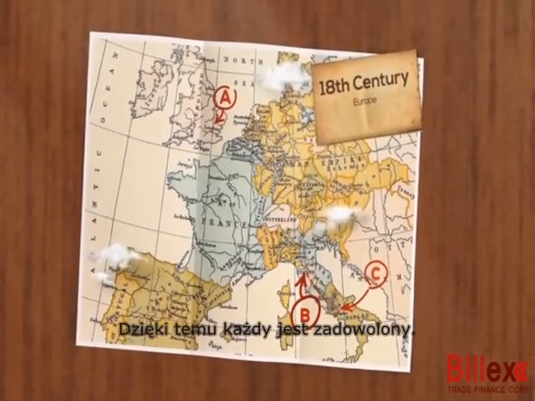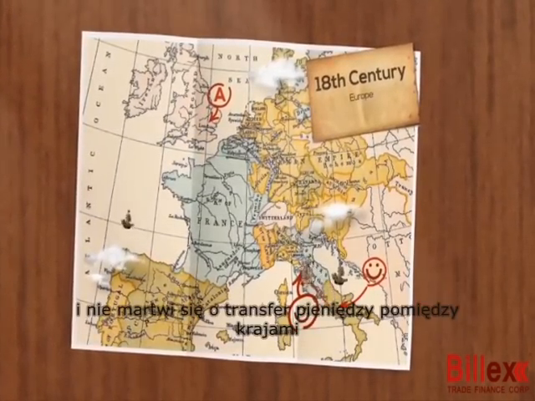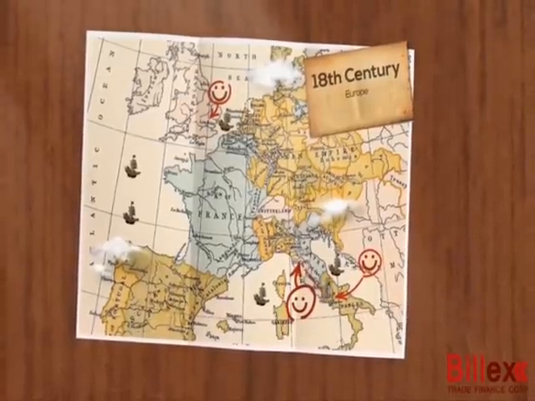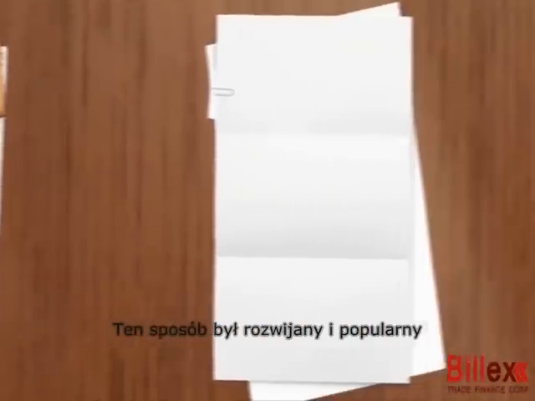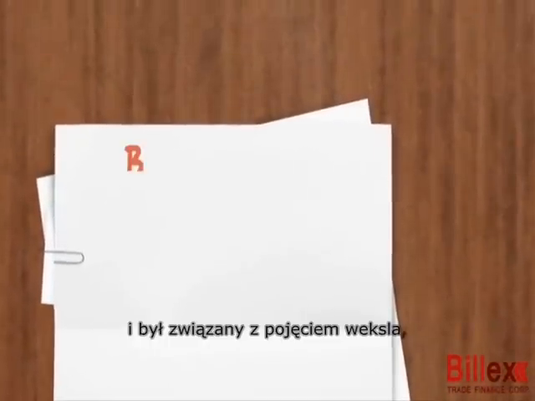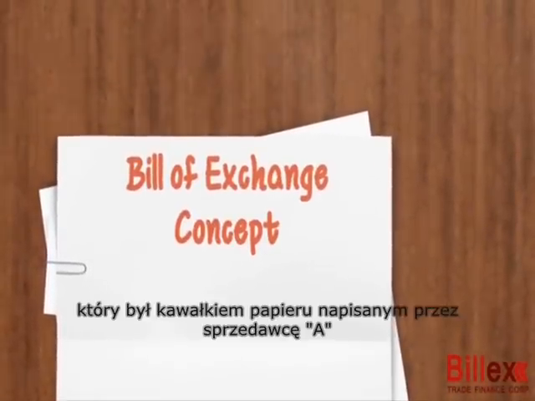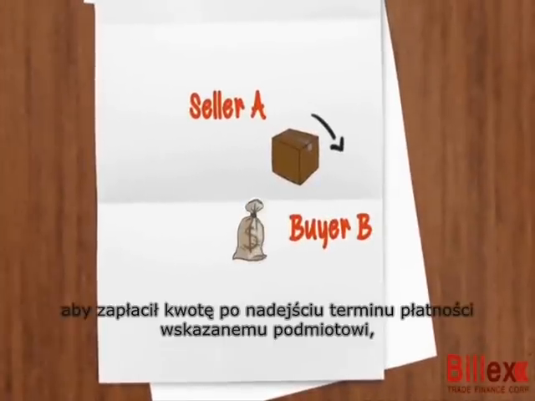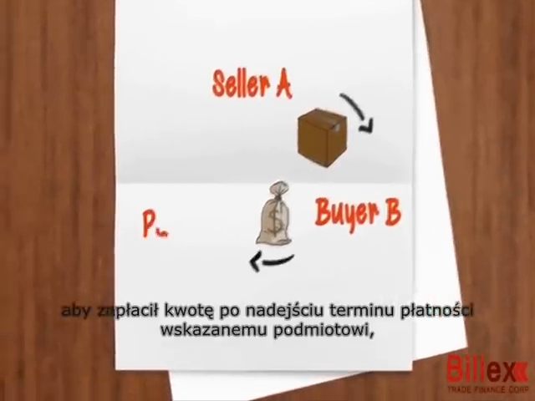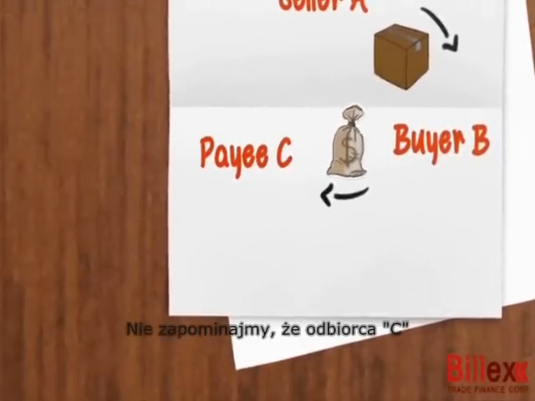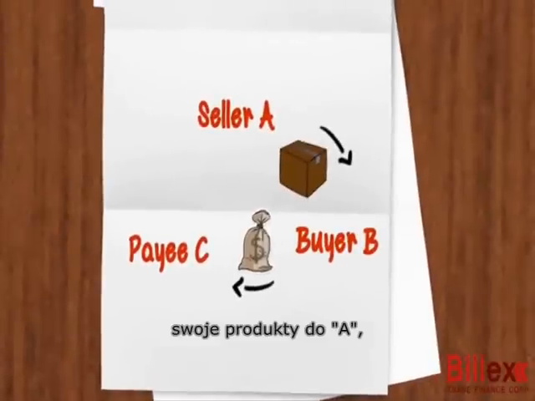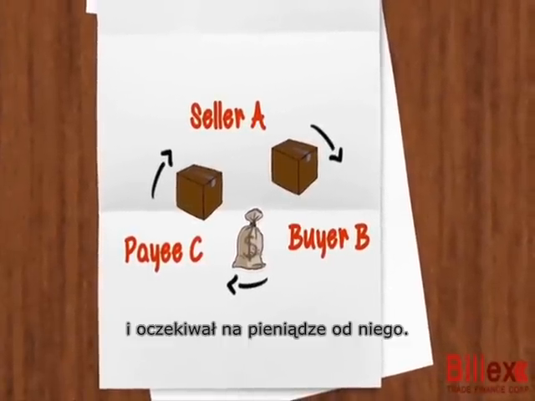By this trick, everybody was happy and not worried about transferring money to another country, which was not safe in the 18th century. This method was developed and got popular and organized under the bill of exchange concept, which was actually a piece of paper drawn by seller A, instructing buyer B to pay the amount on a due date agreed to a payee, C. Don't forget that the payee was actually another seller who had also sold goods to seller A and was asking for his money.